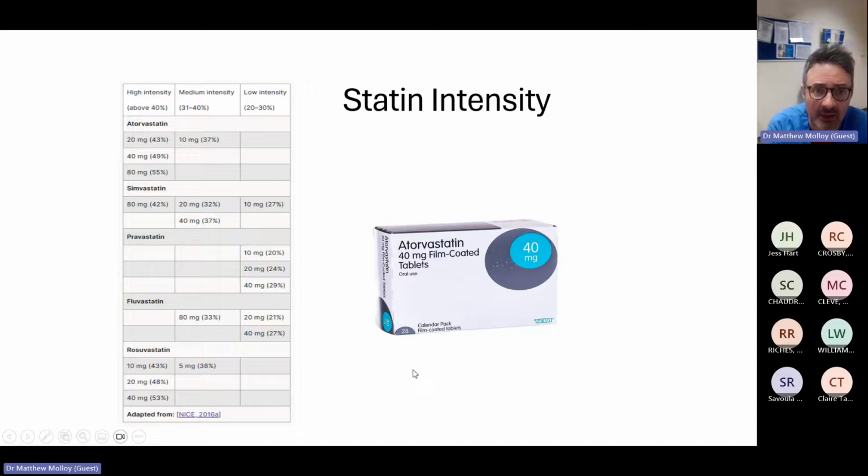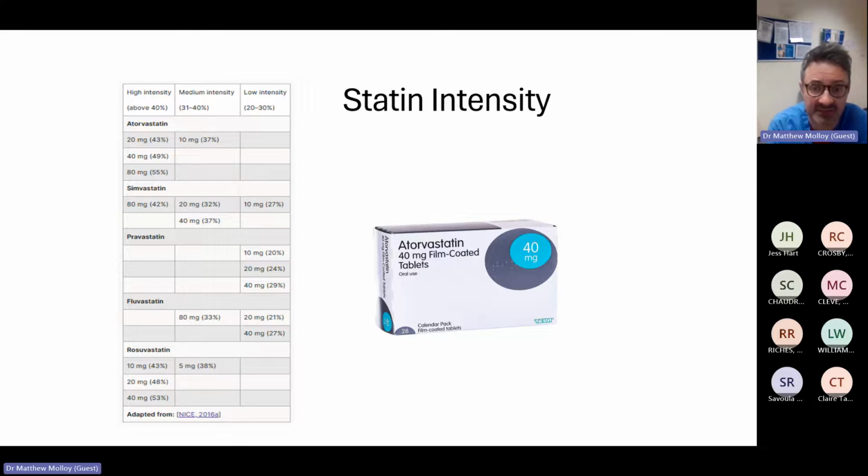So, statin intensity. We have high intensity, medium intensity, and low intensity statins. The ones that we use currently in primary care are atorvastatin, and then if it's not tolerated, rosuvastatin. The usual dose that we use for primary prevention is atorvastatin 40 milligrams, and the percentages on this table are the percentage reduction in LDL cholesterol. So you can see atorvastatin 40 milligrams will reduce your LDL cholesterol by up to 49%.